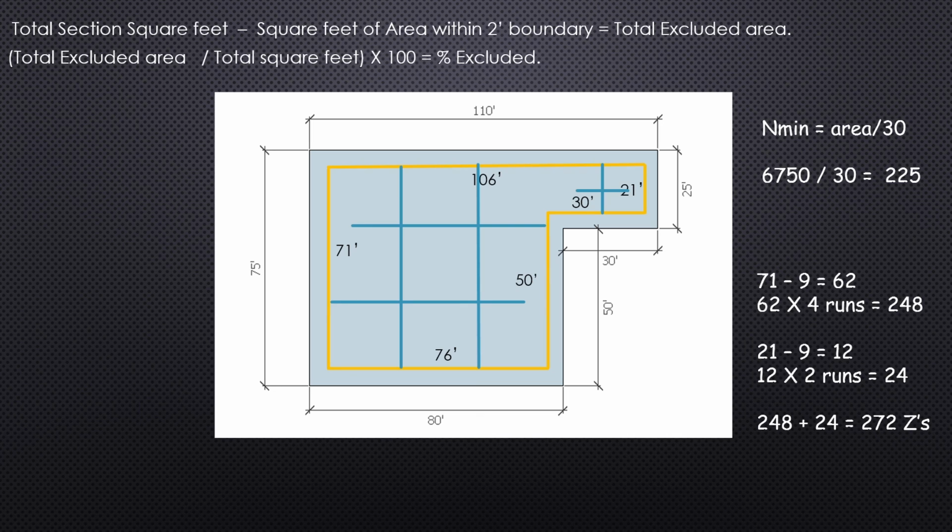And then 21 minus 9 is equal to 12. Now we're going to multiply that by 2 runs, and that equals 24 z-values. So your total z's you will collect are 248 plus 24, which equals 272 z's, which is plenty. So again, you have a fair bit of flexibility with your layouts. Let's go on to the next slide to run through the process one more time to reinforce all this stuff.